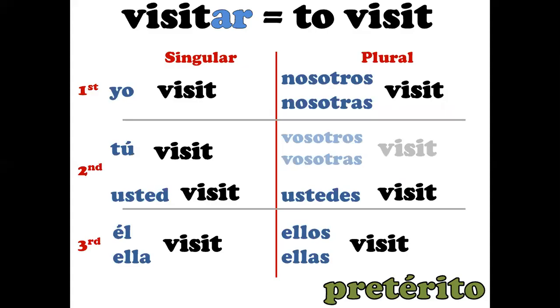So let's practice with another verb, visitar. It's a super easy one. It's a cognate, which means that it looks like English in this case. It looks like an English word. So visit, not pronounced the same, but looks exactly the same. And we add the endings from there. So let's take a look.